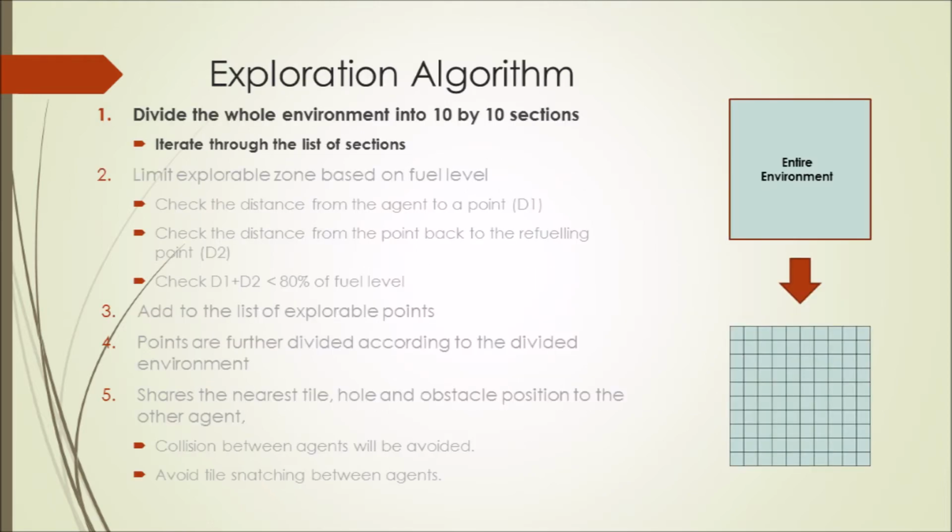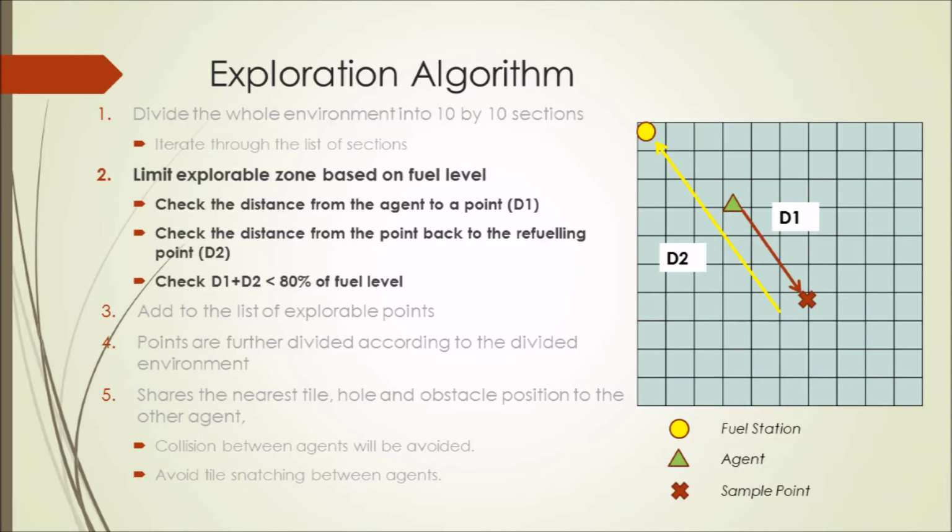For the exploration algorithm, the whole environment is divided into 10 by 10 sections. The agents will filter through the list of sections so that further processing of the paths can be done. By dividing the whole environment into 10 by 10 sections, target waypoints are then created to set the agent's exploration path.